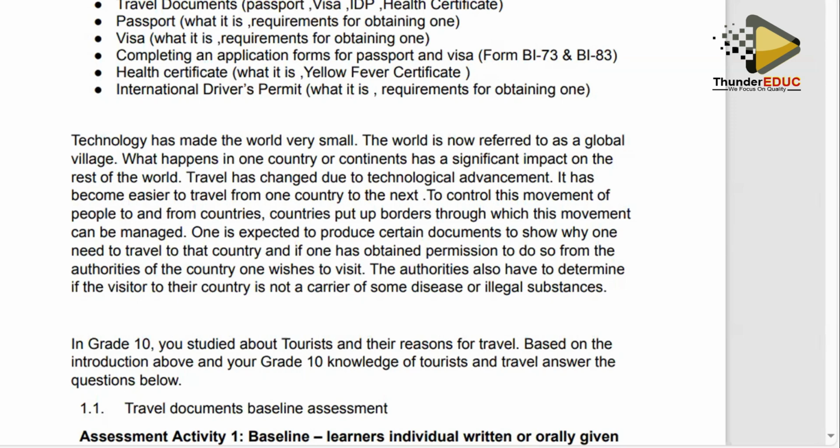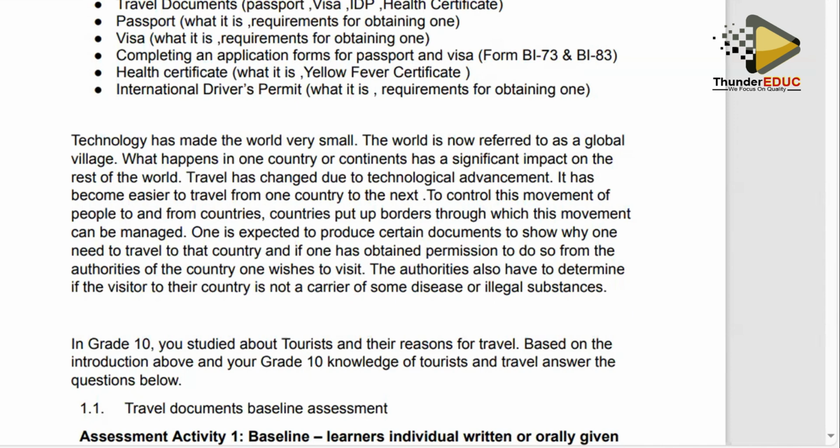Welcome to Tourism Grade 12, where we are going to be discussing the topic travel documents. So we will start by outlining the travel documents which are required when someone is traveling internationally for the business of tourism or for any other purposes. So the first travel document which we need to discuss is the passport.